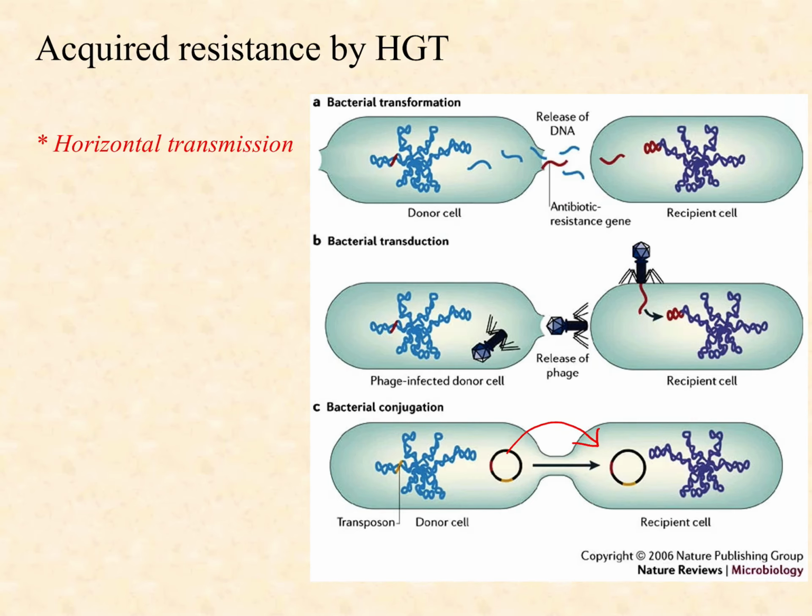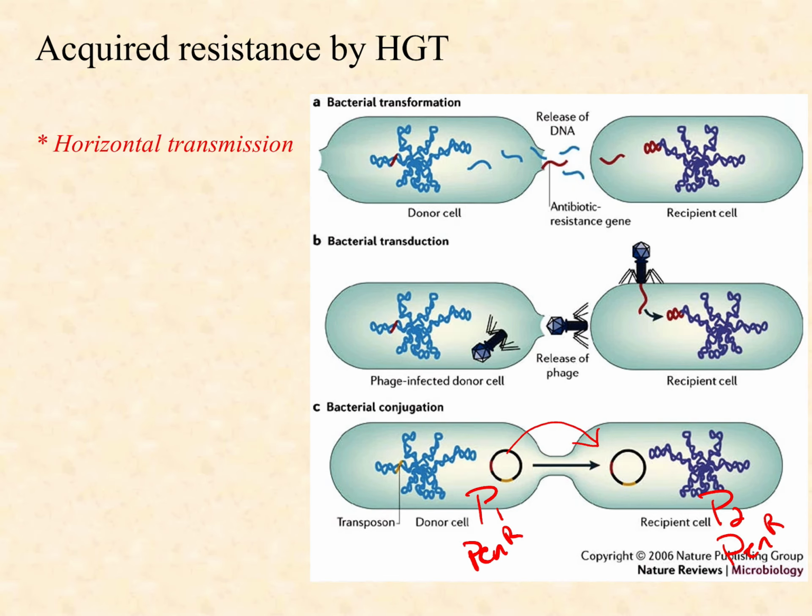So then the recipient cell itself also becomes a donor. Any accessory genes found on the plasmid, such as those encoding antibiotic resistance, get transmitted to the recipient cell. So if this original cell was, let's say, penicillin resistant, the recipient cell will now become penicillin resistant, even though it wasn't before. So that is bacterial conjugation, acquired resistance by horizontal gene transfer.